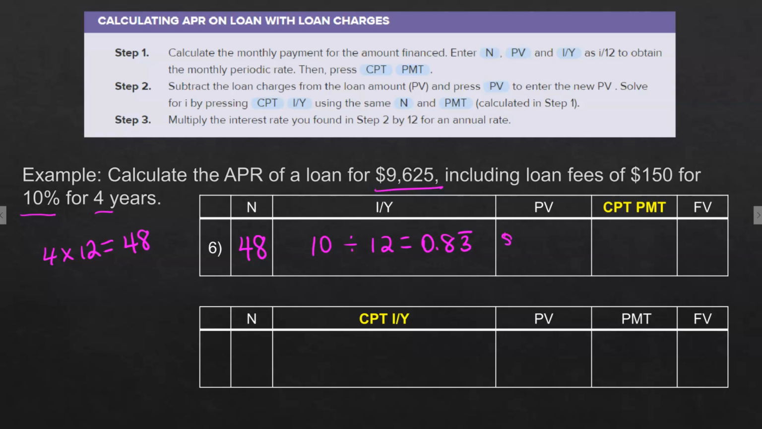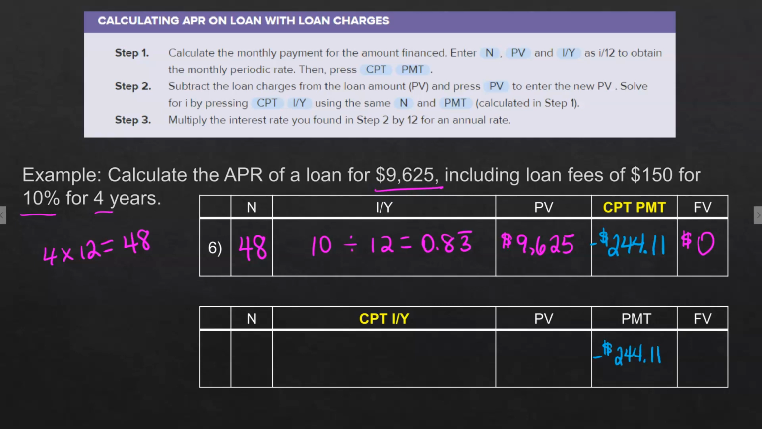We are borrowing $9,625. And our future value is 0. Okay, so then we're going to compute our payment. Remember to pause this because I'm going to just keep moving along. When you compute payment, you get $244.11. Okay, now that's our payment. We're going to use that on the next step. So let's write it here.